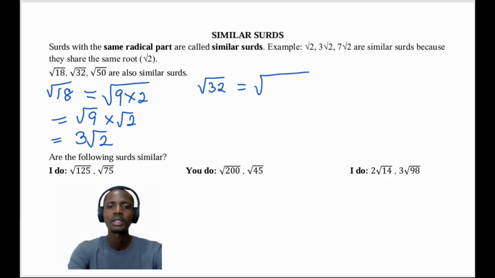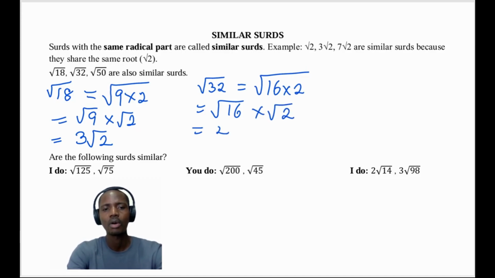Now, root 32 is the same thing as having root of 16 times 2. And that is equal to root 16 times root 2. Now, square root of 16 is 4. Then 4 times root 2 is 4 root 2. Now, look at this. The radical part is root 2.